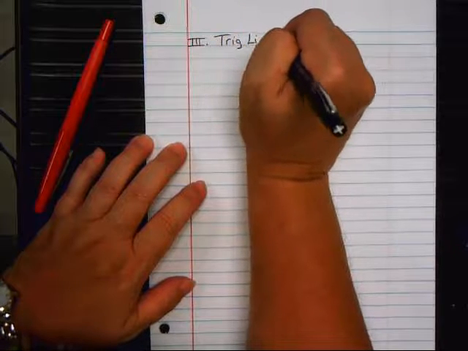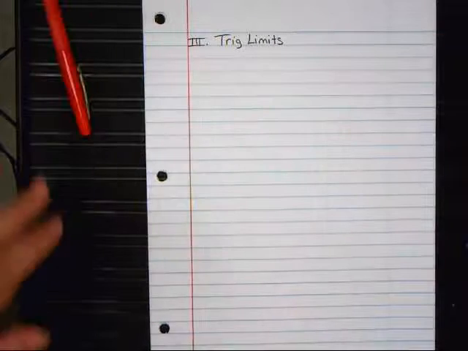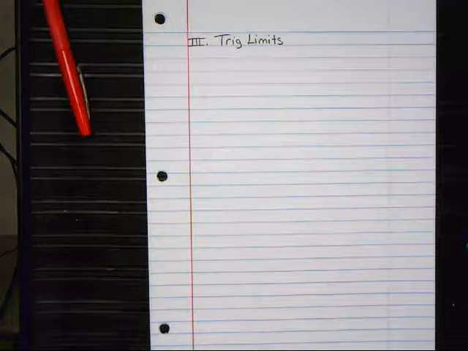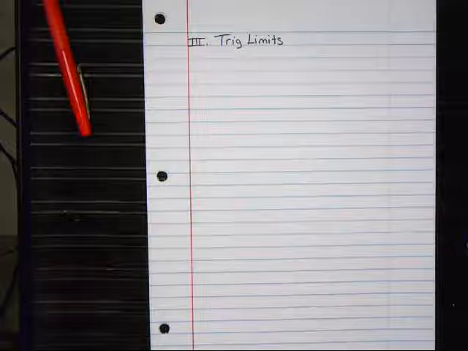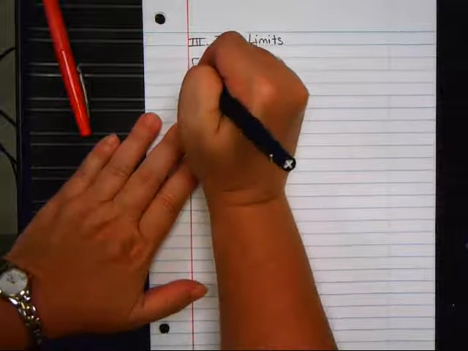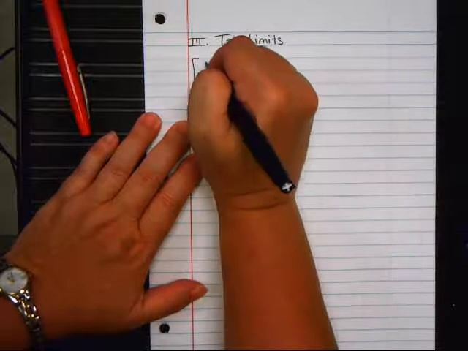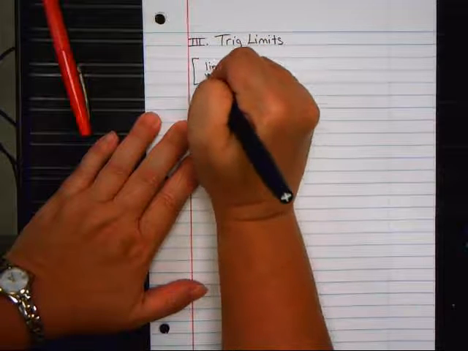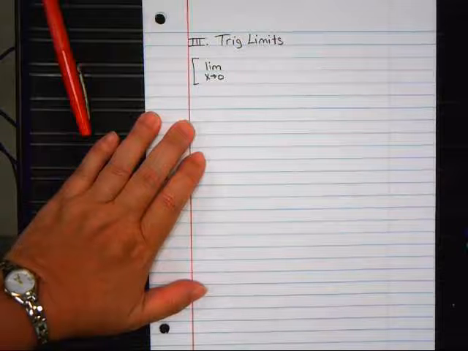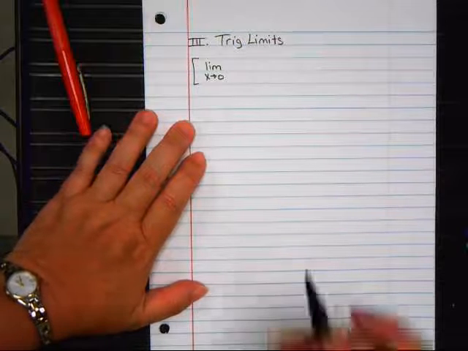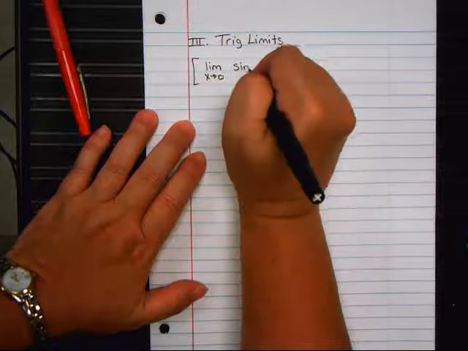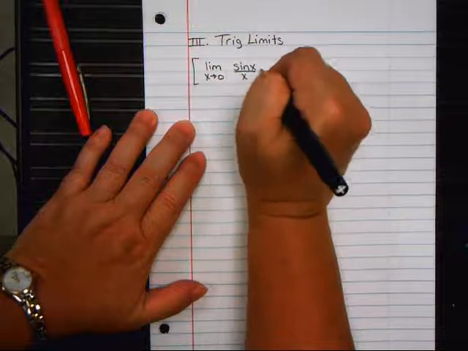We've taken limits many different ways: algebraically, with a calculator, with tables. Now we're going to talk about how to take the limits of trig functions. I know it's been a while since we've done trig, but you can do this. First of all, the limit as x approaches 0 of sine of x divided by x.